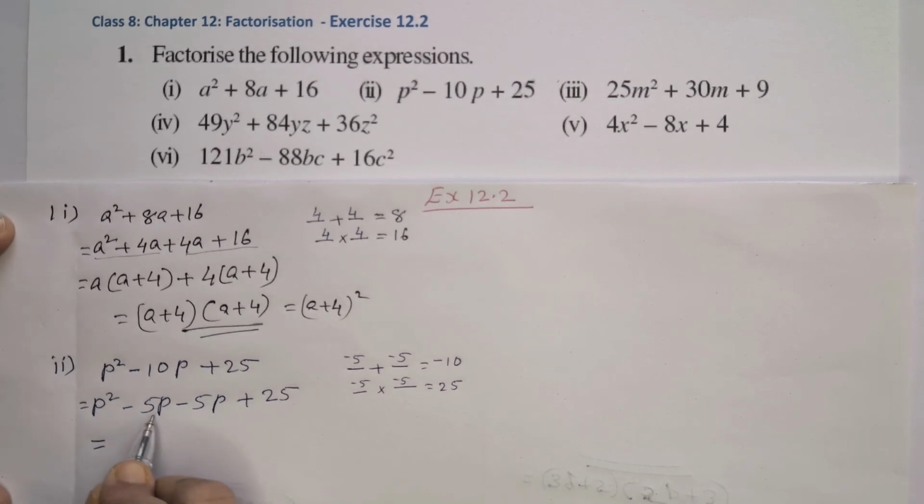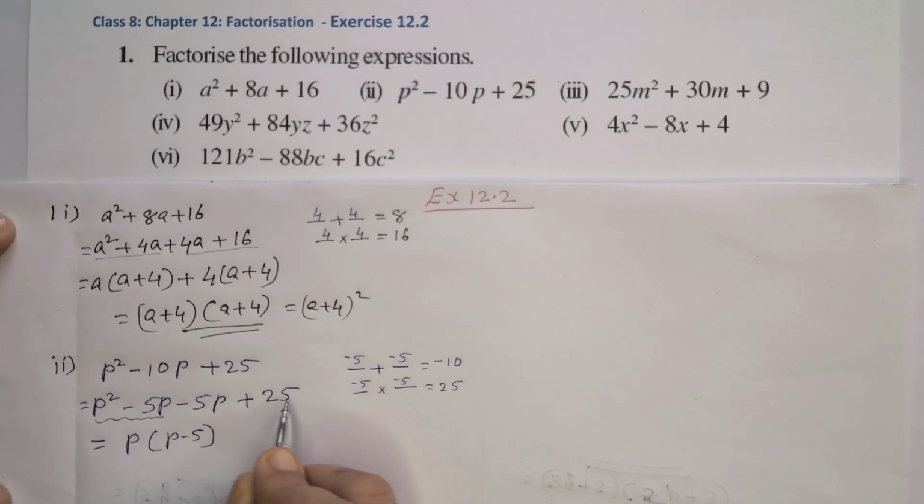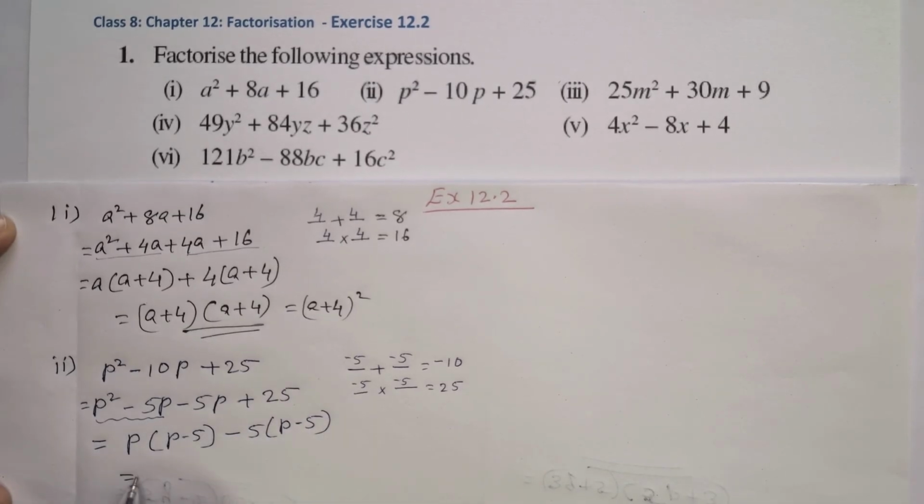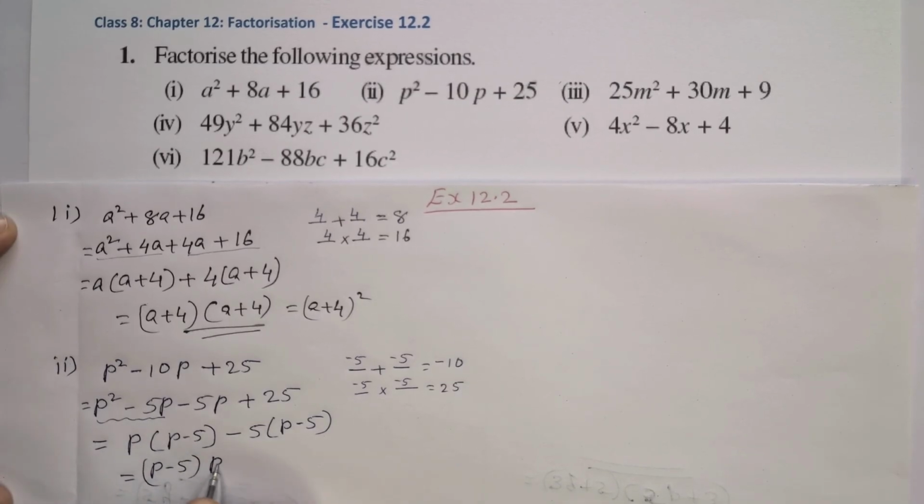From the first group we can take p as common. From these two terms p as common, then p minus 5. From these two terms, we can take minus 5 as common. Then p minus 5, which means p minus 5 into the remaining p minus 5. That's the answer. Same as that, p minus 5 2 times.